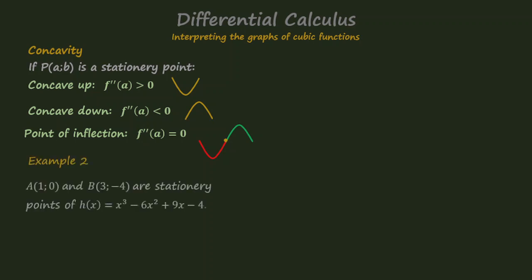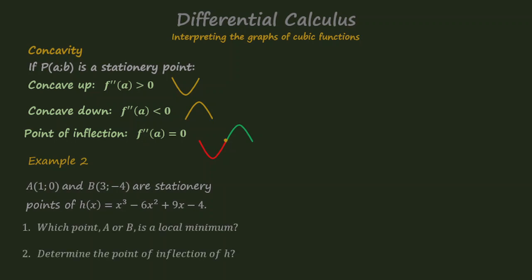Let's say you were given stationary points A and B of some function h at x. Now, if you are asked to tell which one would be the local minimum, how would you go about doing that? We first find the first derivative of the function, then find the second derivative. Then we substitute the x value of the first stationary point in the second derivative.